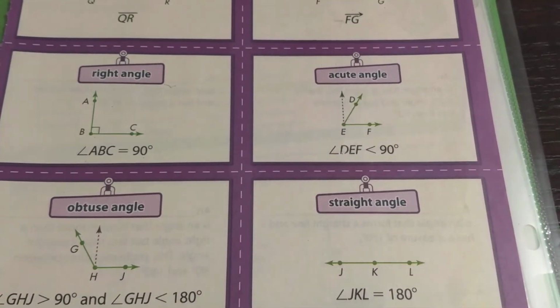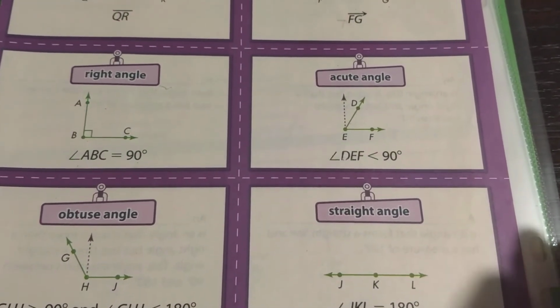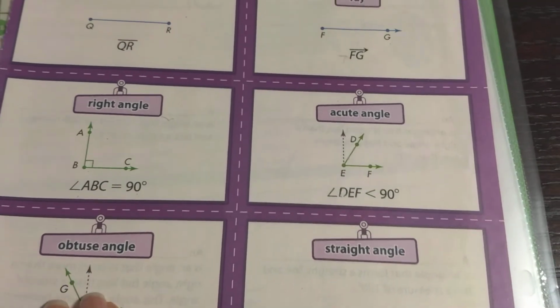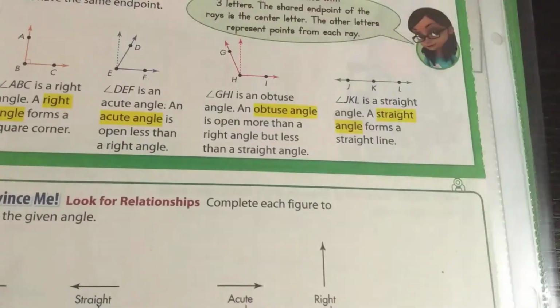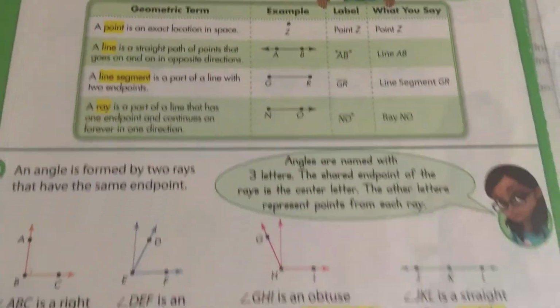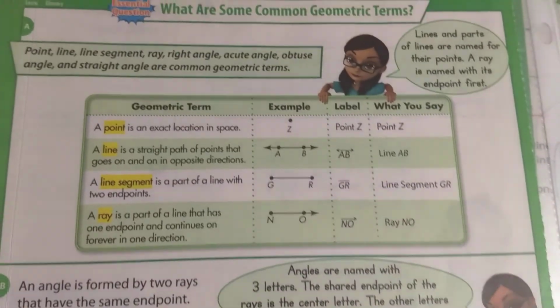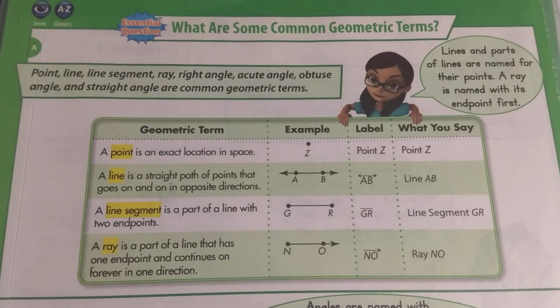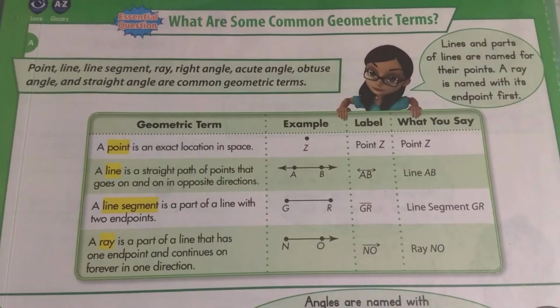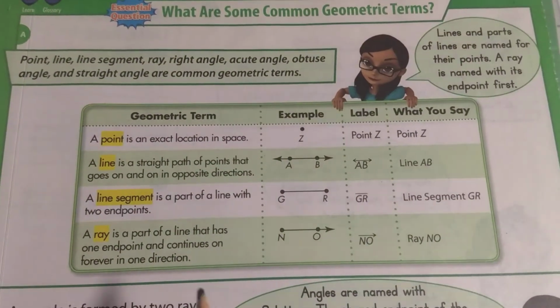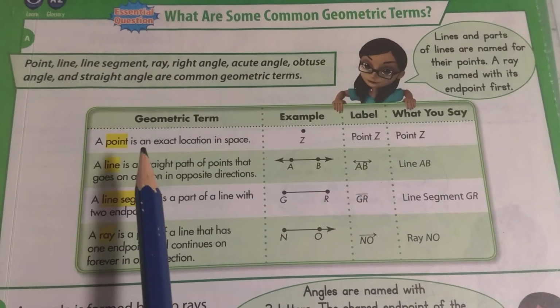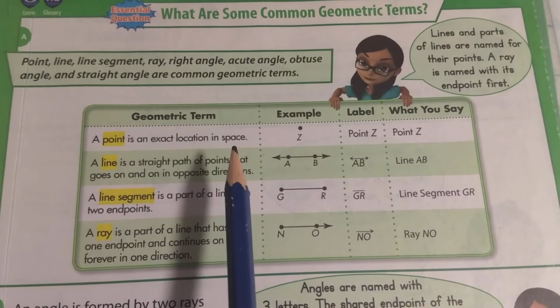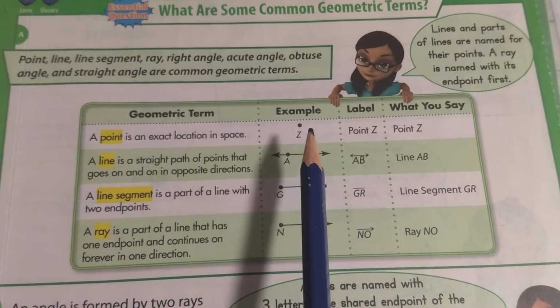All right, let's go over to our page number 772. Let's continue to look at it. Okay, we're on page 772, and we're looking at some common geometric terms. All right, so here we have a point, right? A point is an exact location in space. This is an example of a point.